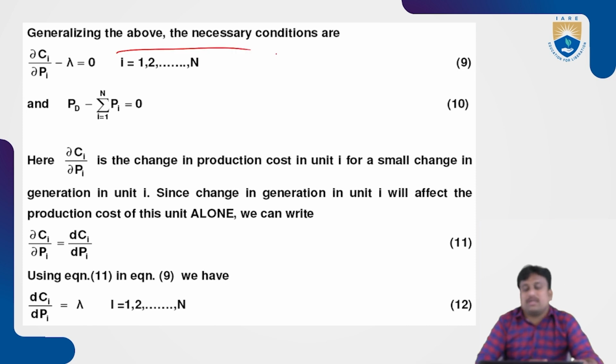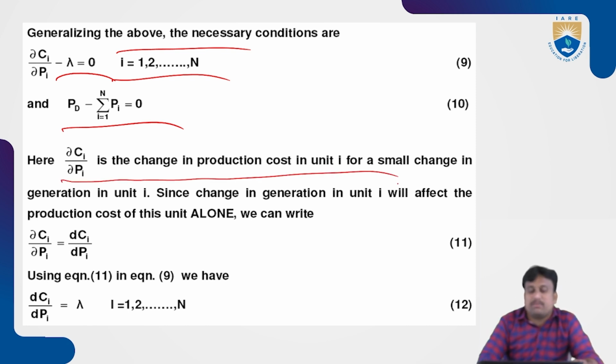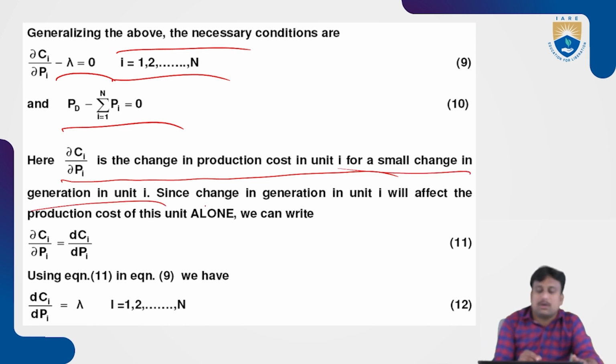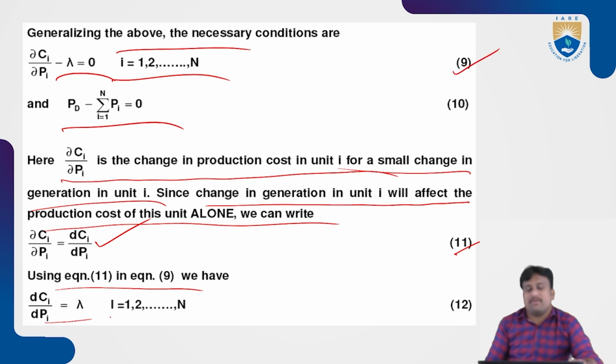Generalizing the above necessary conditions, dou Ci by dou Pi minus lambda equals 0, for i equals 1 up to n, and Pd minus summation i equals 1 to n Pi equals 0. Here dou Ci by dou Pi is the change in production cost of unit i for a small change in generation of that unit. So a change in generation of a unit will affect the production cost of that unit alone. Then we can write dou Ci by dou Pi equals dCi by dPi. Using equation 11 with equation 9, dCi by dPi equals lambda, where i equals 1, 2, and so on.